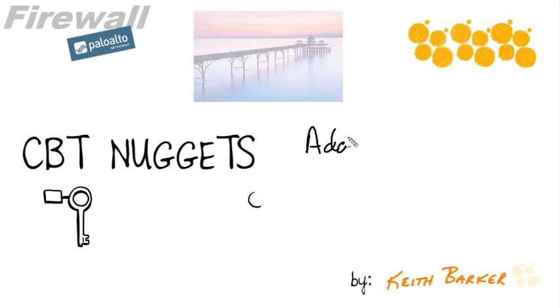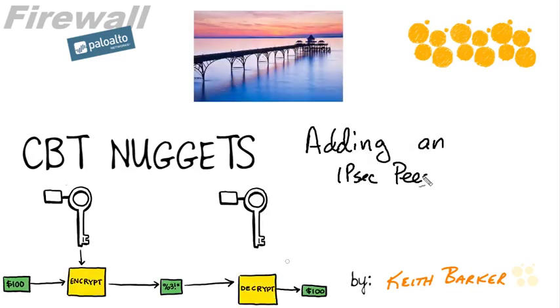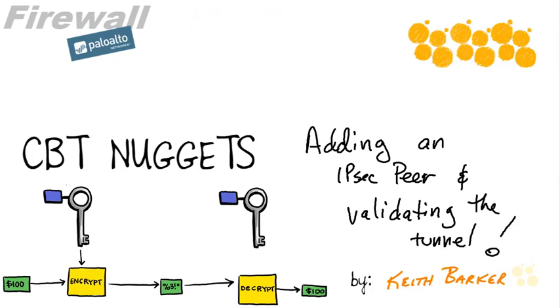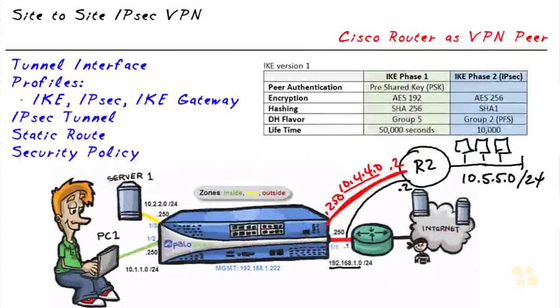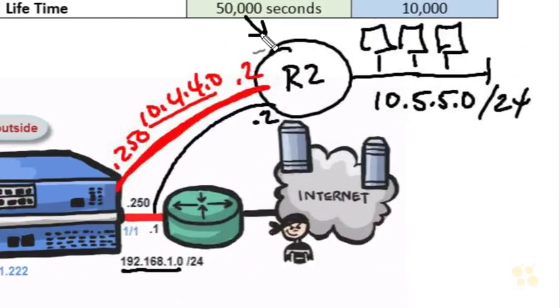In this nugget, we're going to go ahead and put a peer, an IPsec VPN peer that the Palo Alto firewall can play with, and then we'll verify that the IPsec is working. Let's begin. So for this nugget, our objective is to put R2 in place so that we have a peer that the Palo Alto firewall can peer with.